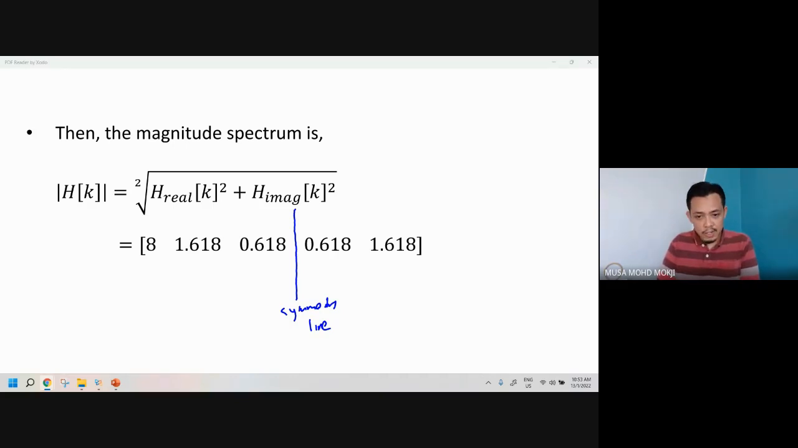Okay, so sorry for the interruption. So this is the symmetry line. So this is where we know that even if you do a magnitude, you just compute the first three because the other two will be just the same, because this is just a conjugate. These two are conjugates. So for magnitude, the conjugate is actually the same value.